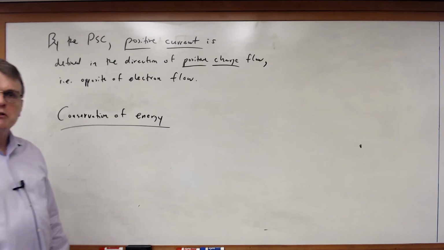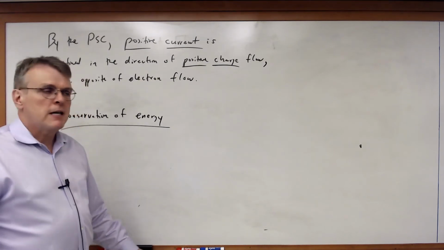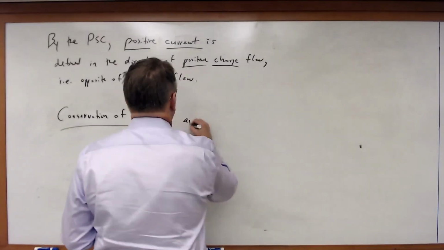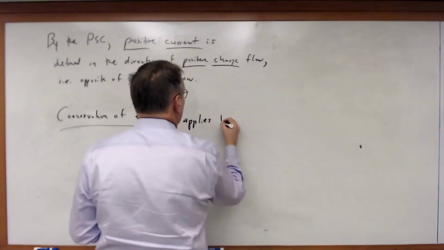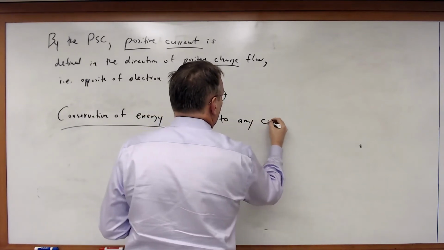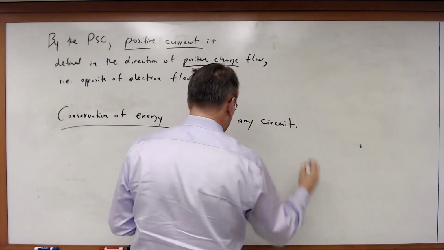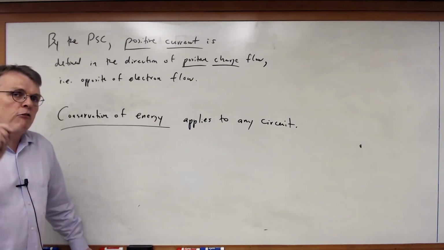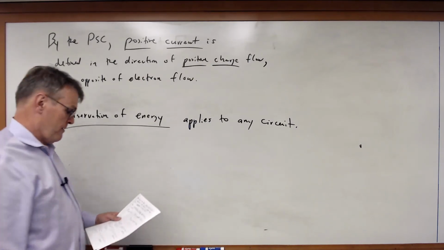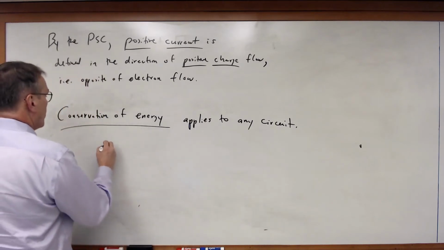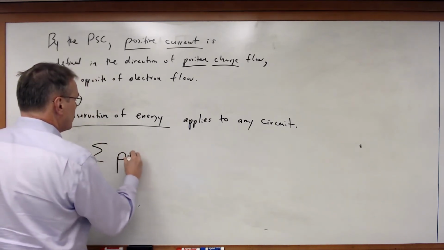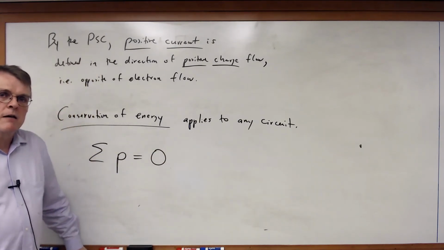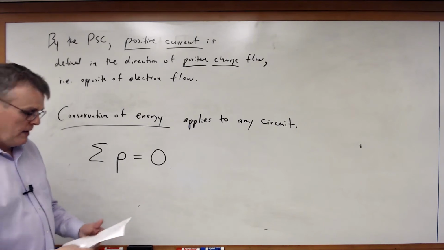The conservation of energy is one of those universal principles in physics, and in fact it also applies in circuit analysis. If energy is conserved, then the rate of energy is also conserved. And therefore, according to the conservation of energy, the sum of all powers in a circuit must be equal to 0.